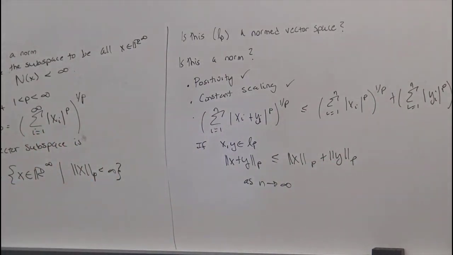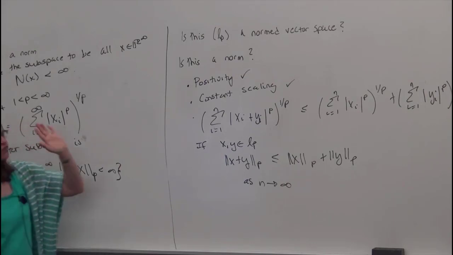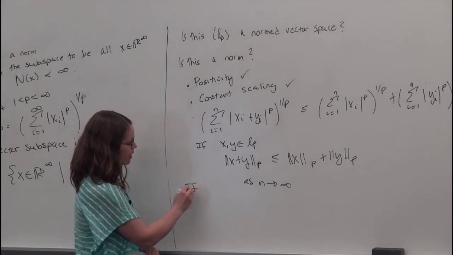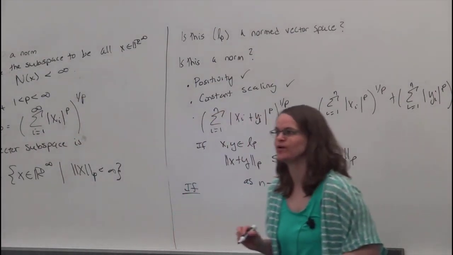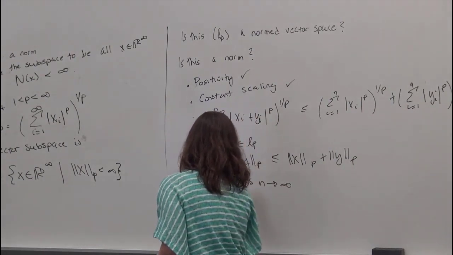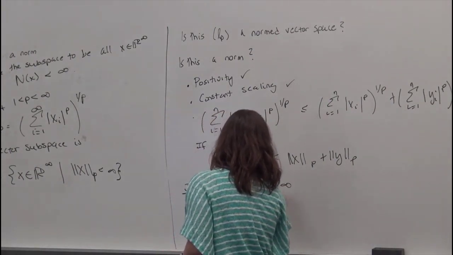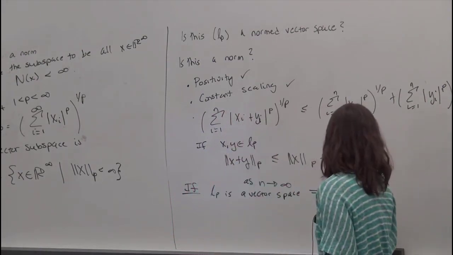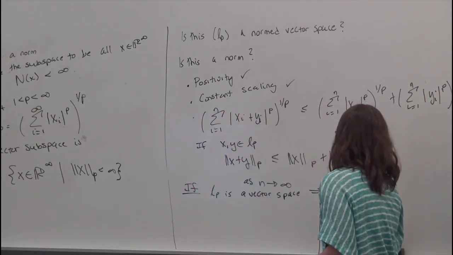We also require that x plus y be in the subspace. Yes, we're going to require that. So assuming we have a normed vector space, we've definitely got a norm. That's an excellent follow-up question. It's important to check. If LP is a vector space, then this object is a norm. The infinity norm is a norm.